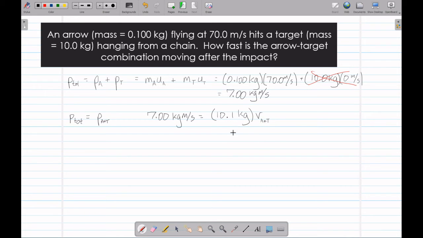And now we can divide both sides by 10.1 to calculate that the final velocity of the arrow-target combination is 0.693 meters per second. Now this, of course, is much slower than the arrow's initial velocity, but that's because the momentum of the arrow has now been spread out over the mass of the arrow plus the target. And the target is so much more massive than the arrow that the resulting velocity is much, much slower.